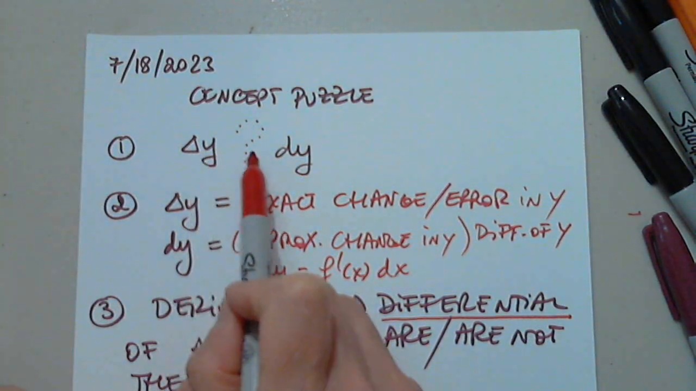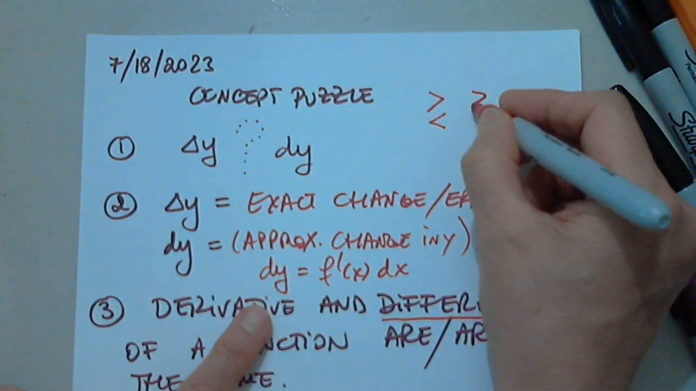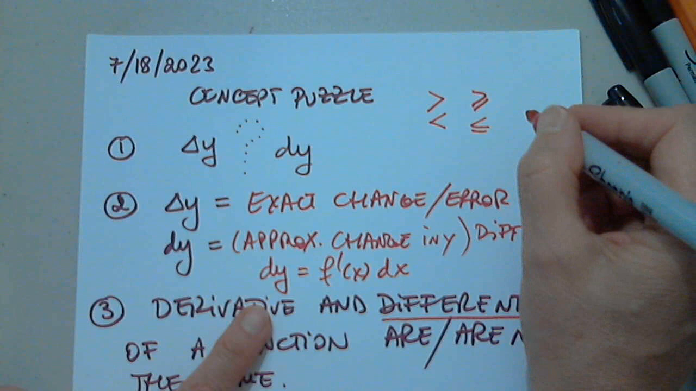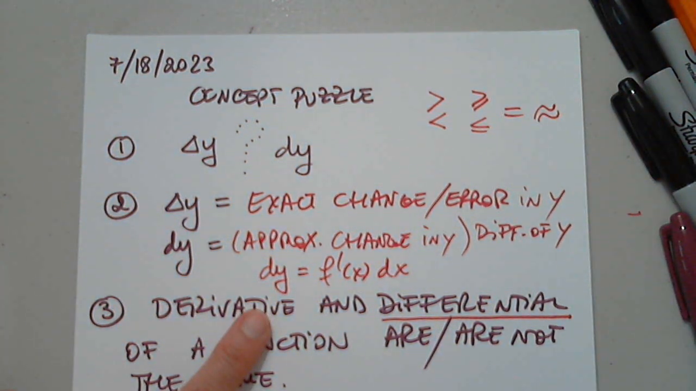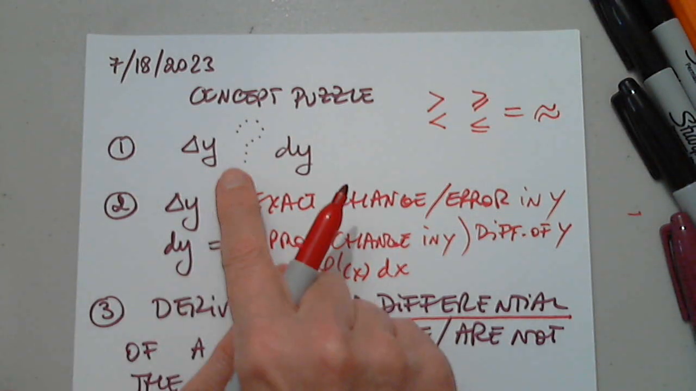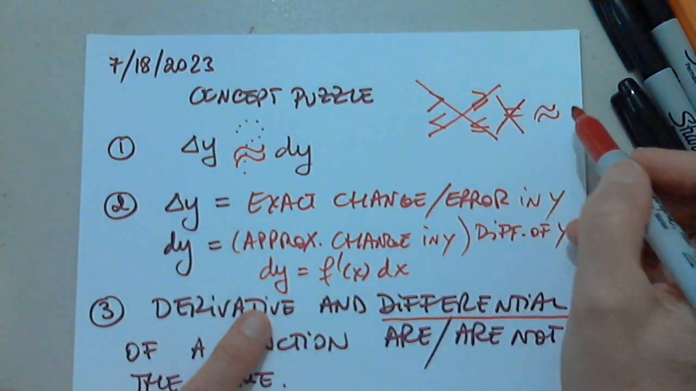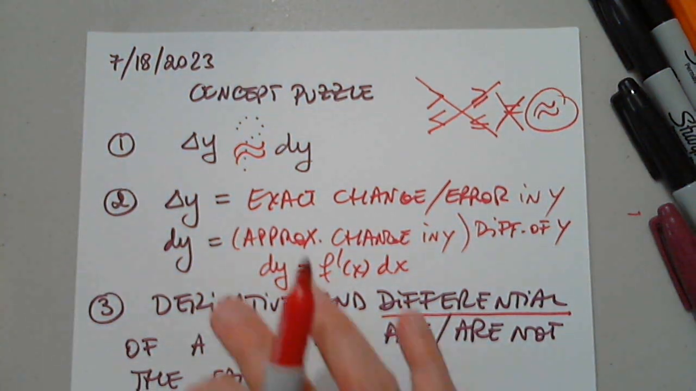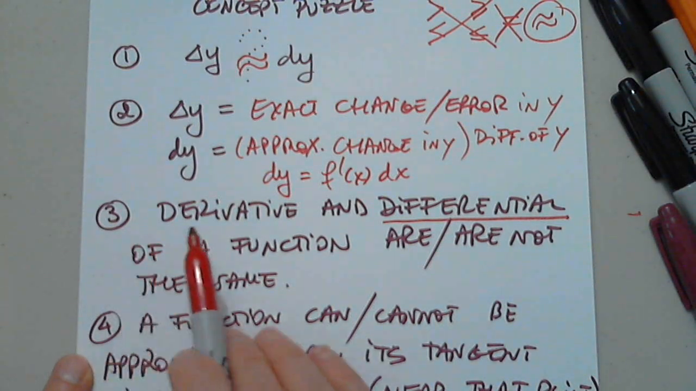So now, knowing that this is the exact, and knowing that this is the approximate, what is the symbol between these two? We have many symbols. Which one? The approximate. Yes, of course. This is the symbol. Very good. They are very close.